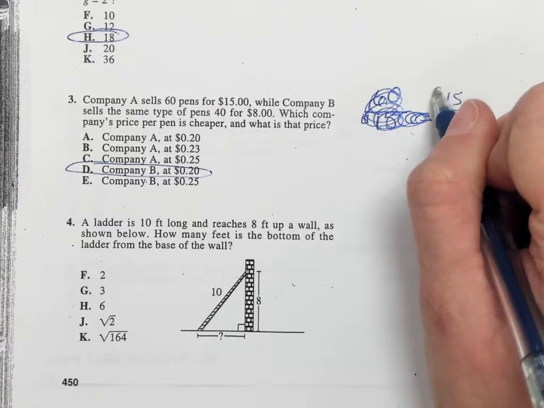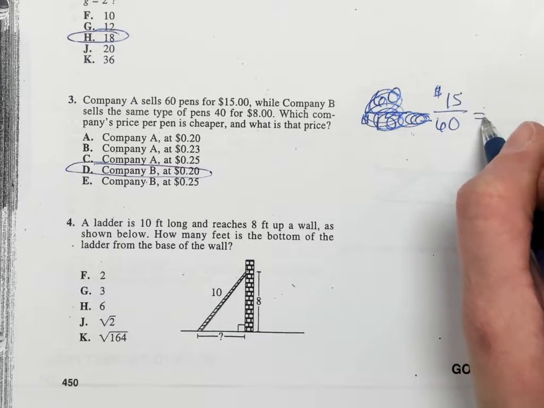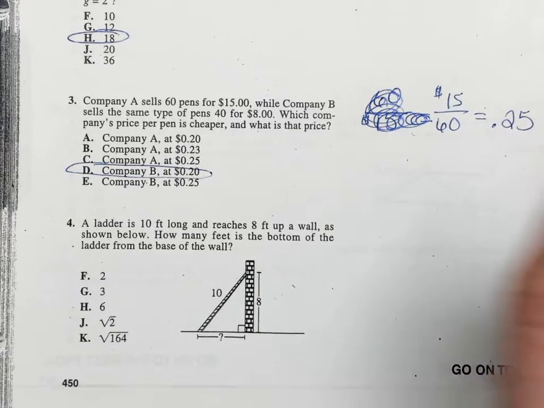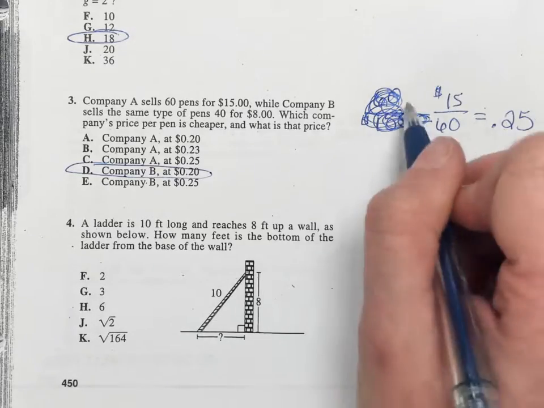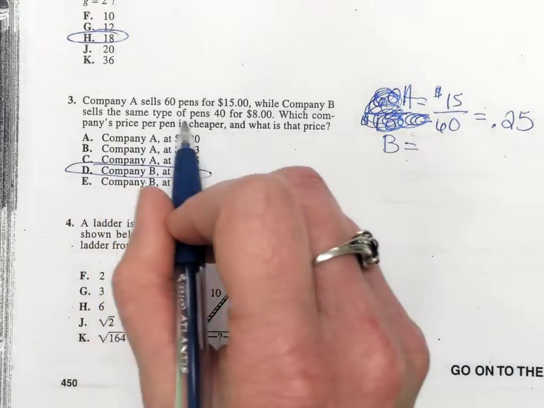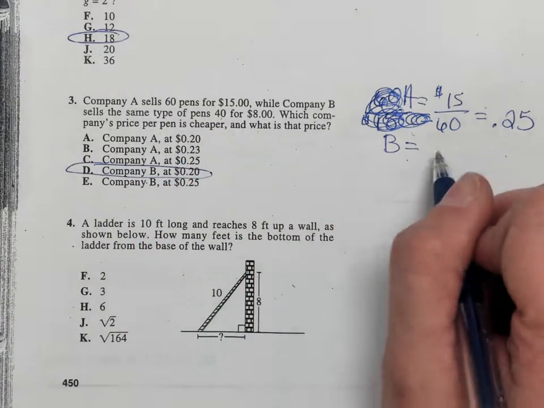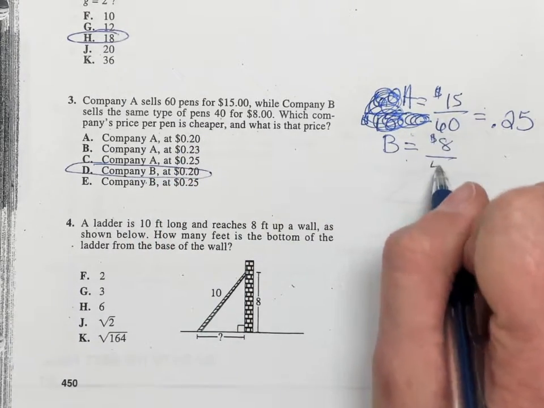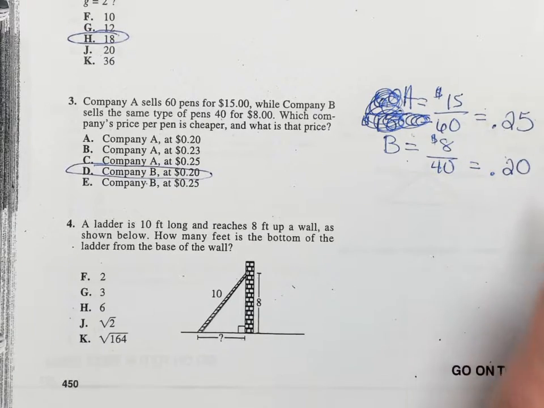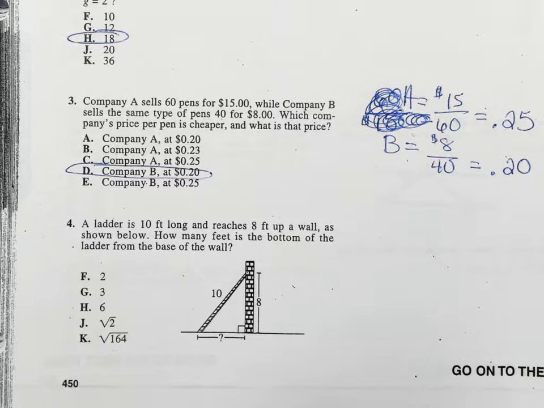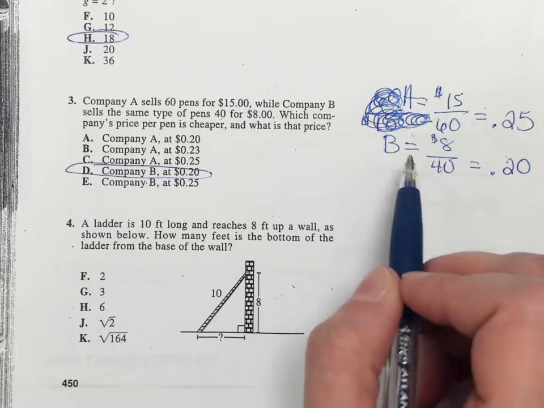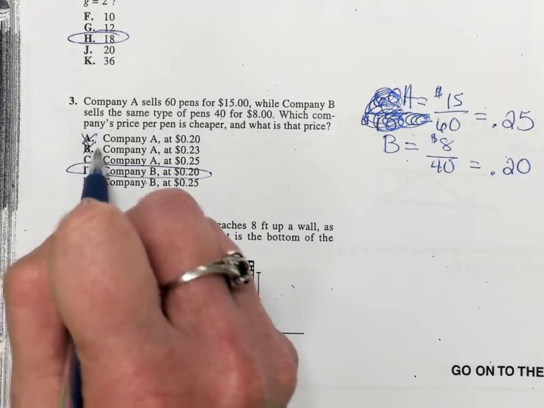Alright, so $15 divided by 60 pens is 0.25, is that right? Check my math there, it's early in the morning still. That's Company A. Company B sells the same type of pens, but they're going to do $8 for 40 pens. So is that 0.2? Yeah. Okay, so 0.20, 0.2 either way. Are y'all okay so far? So which one is cheaper? B. Company B. So that means it's not going to be A, B, or C.